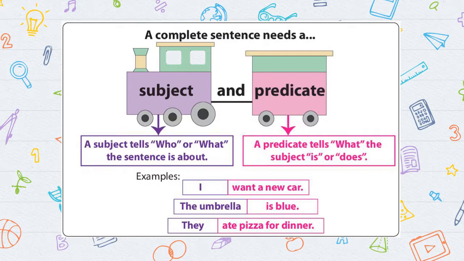The next one: The umbrella is blue. The umbrella is the subject of that sentence because it describes what the sentence is about. Is blue is the predicate because it tells what the subject is.